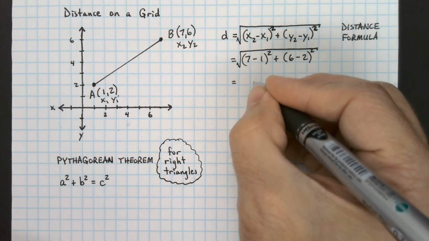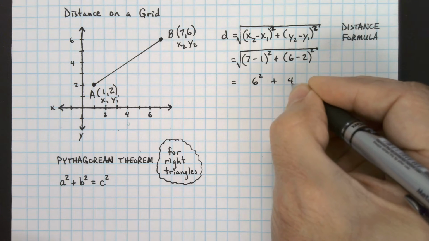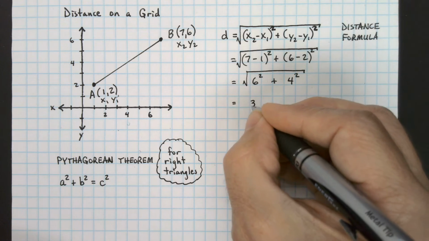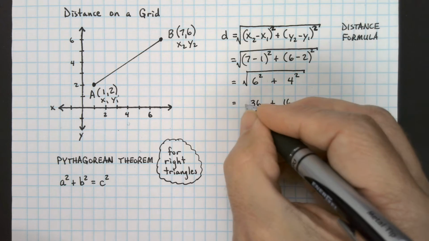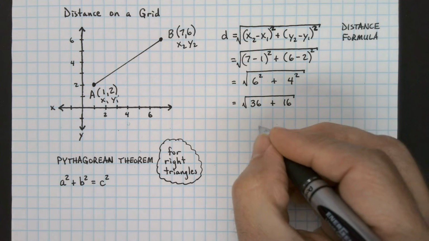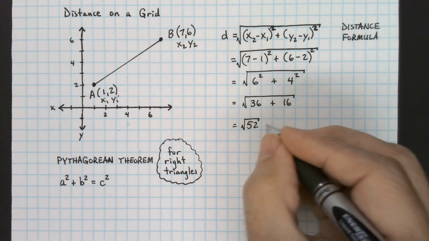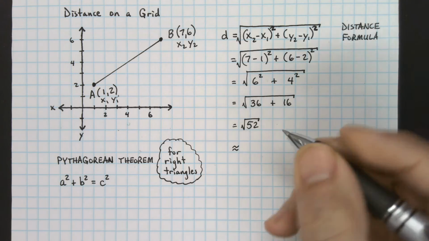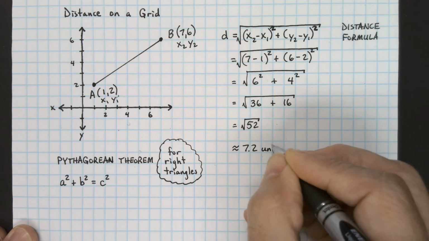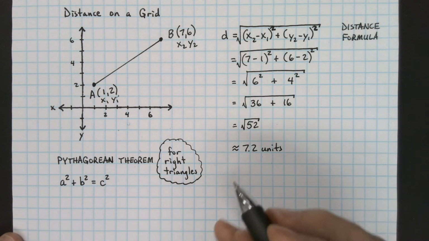7 minus 1 is going to be 6. This is following the order of operations here. 6 minus 2 is 4. 6 squared is 36. 4 squared is 16. 36 plus 16 is going to give you 52. And if you take the square root of 52, you're going to get something very close to 7.2. So about 7.2 units. If we instead would like to use the Pythagorean theorem, we can.